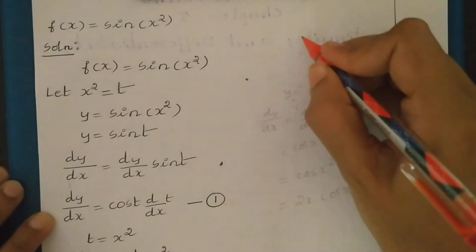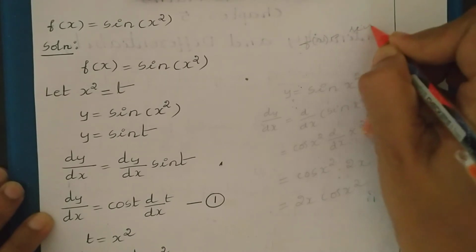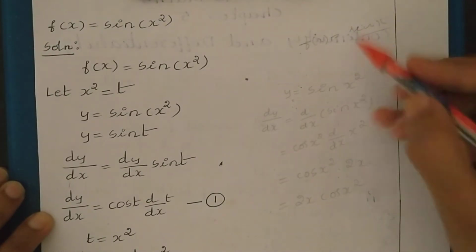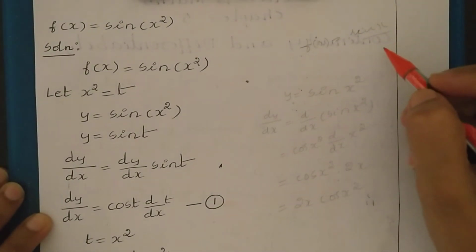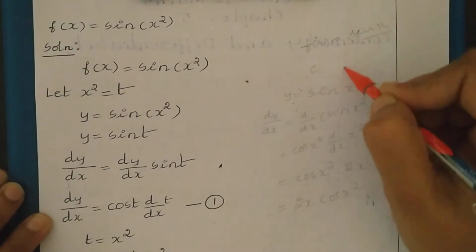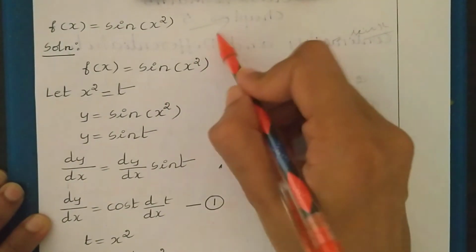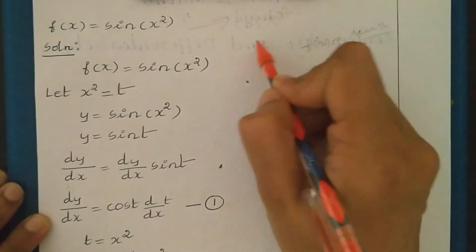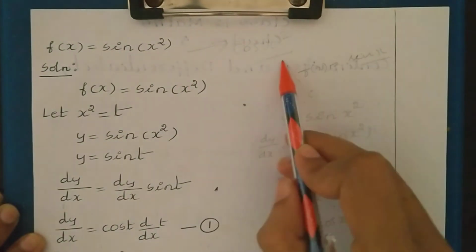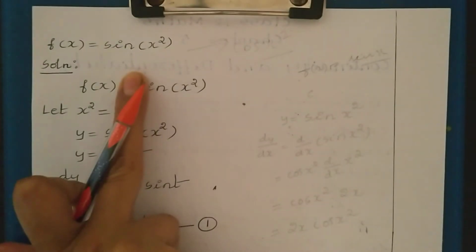Generally, suppose if you have f(x) is equal to sin x, then if we want to differentiate this, we know that the differentiation of sin x is cos x. So directly we can write the answer cos x. In this case, here we have sin x square. So for this, you can't write the answer as cos x square. If you write like that way, then it is wrong, because here this is not a single function.